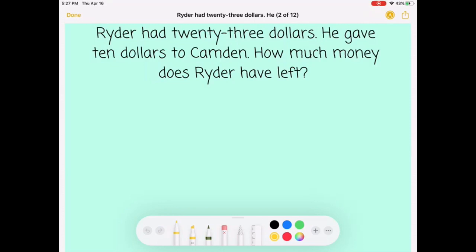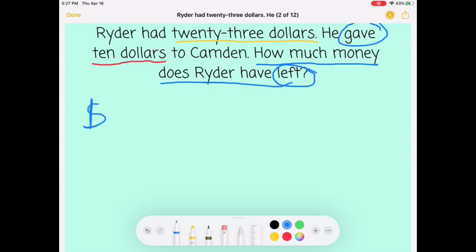So first I see that Ryder had $23 and then he gave $10 away to Camden. How much did he give? He gave $10. Now, the last part of this question says, how much money does Ryder have left? So he started with $23 and then he gave away $10. So we're actually going to subtract this time.